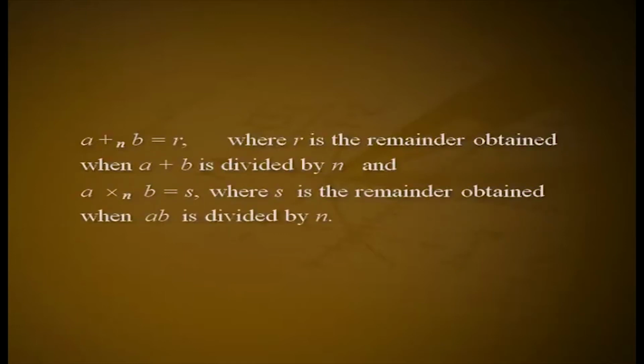Example 6. Prove that the set Zn is a ring with respect to addition modulo n and multiplication modulo n. Solution. The addition modulo n and multiplication modulo n are defined by: a +n b = r, where r is the remainder obtained when a + b is divided by n, and a ×n b = s, where s is the remainder obtained when a·b is divided by n. It is obvious that Zn is closed with respect to addition modulo n and multiplication modulo n. R1. Zn is an abelian group under addition modulo n. R2. The operation multiplication modulo n is associative. R3. The operation multiplication modulo n is distributive with respect to addition modulo n. Hence, (Zn, +n, ×n) is a ring.